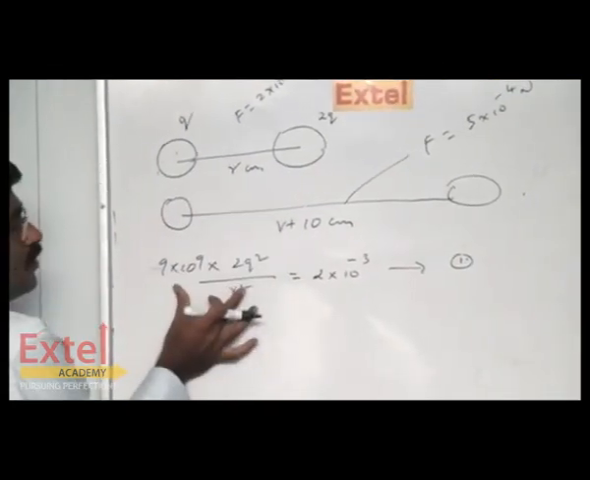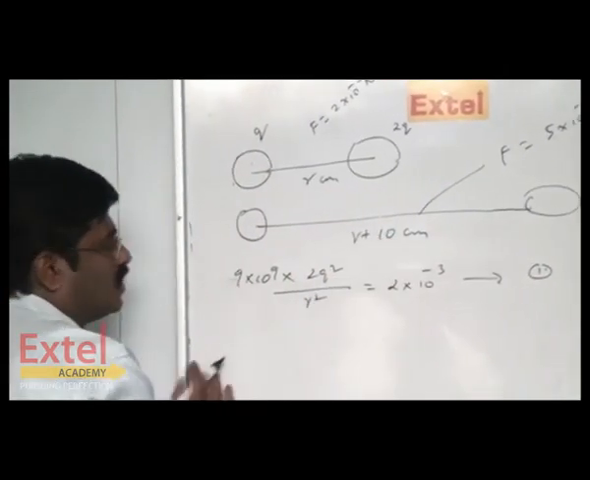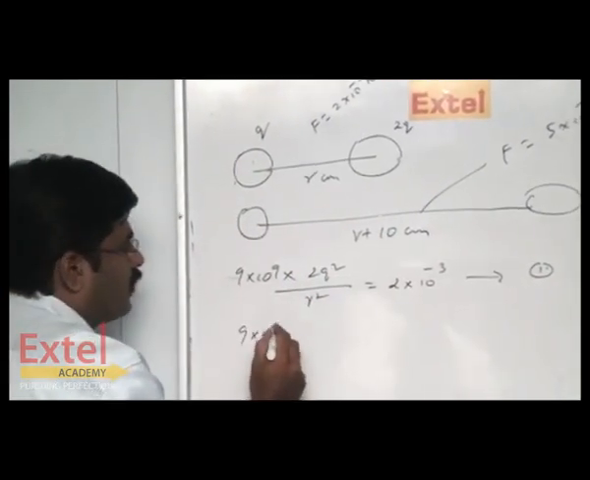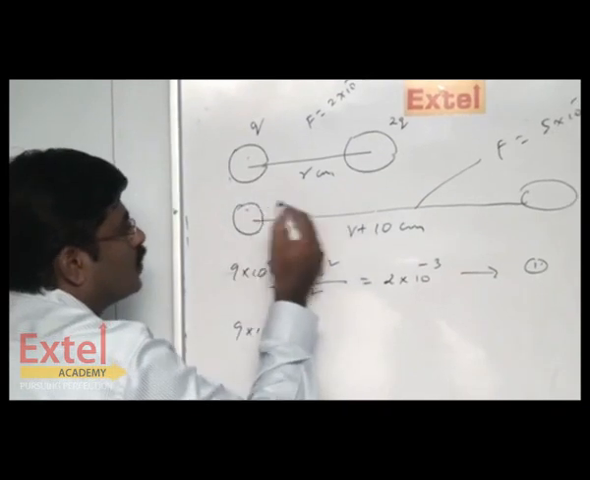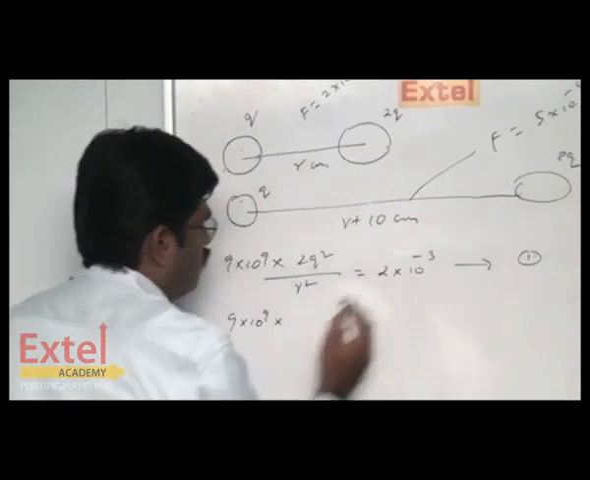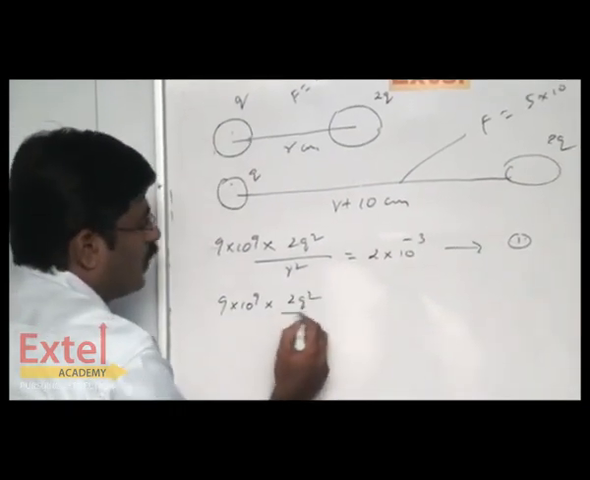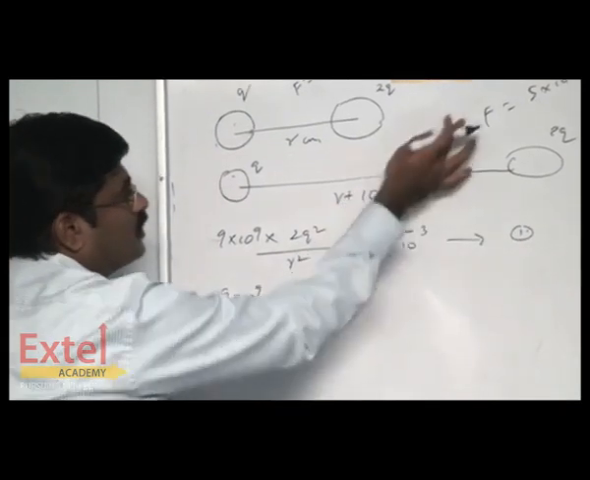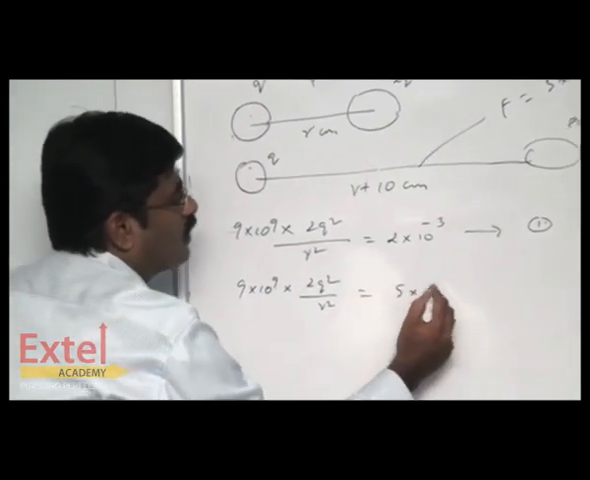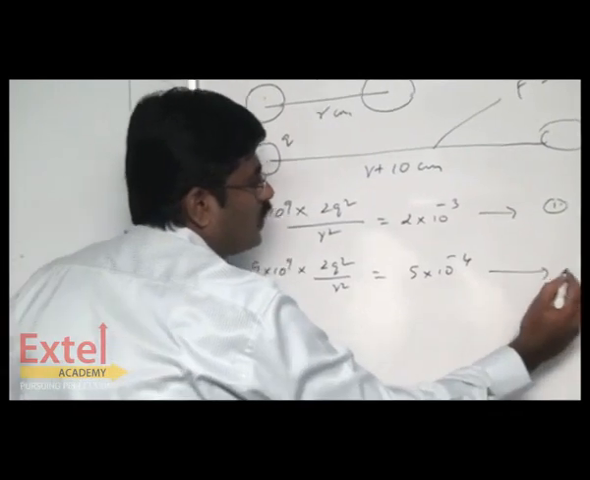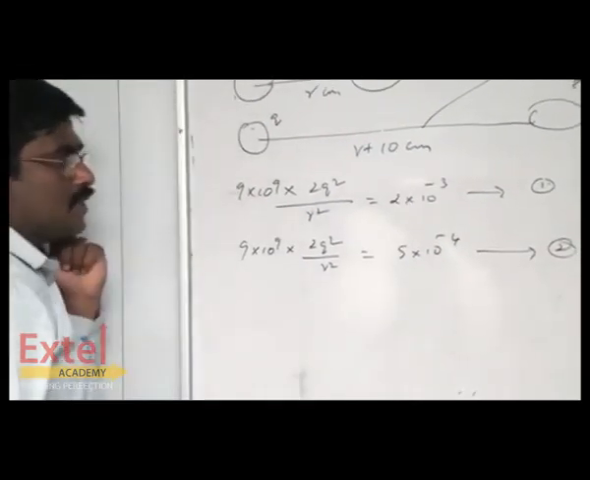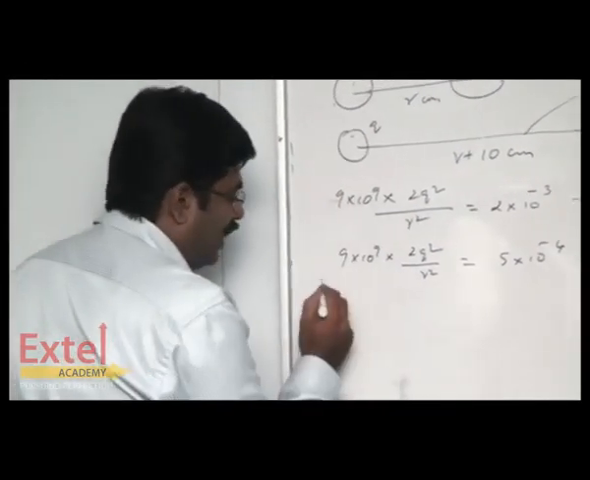Similarly, you apply Coulomb's law for the second structure. 9 into 10 to the power 9, Q into 2Q becomes 2Q squared by R plus 10 the whole square, but the force is actually reduced to 5 into 10 to the minus 4 Newton. So you can number this as number 2. Now divide 1 by 2.